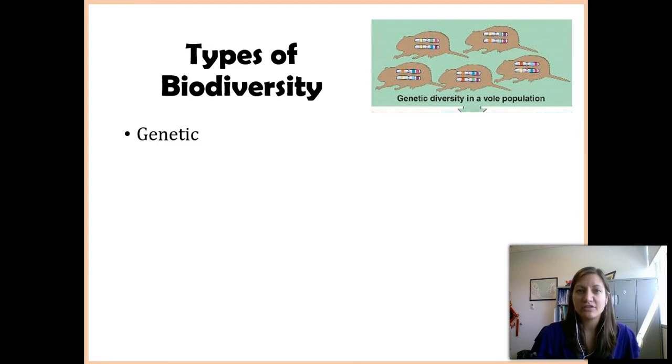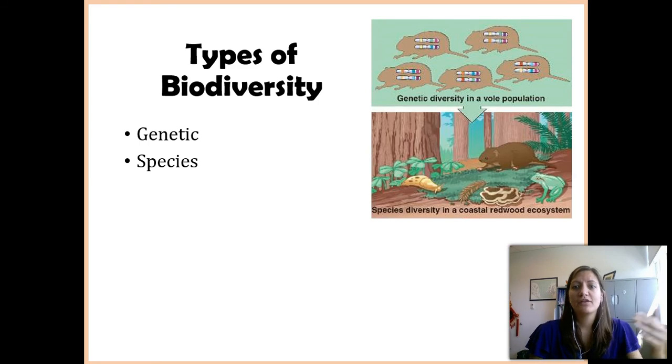Now we can break biodiversity down into three major categories. I'll talk about each of these individually in just a moment. But the first one is genetic biodiversity. So this is talking within a single population and looking at the genetics of that population. For humans, you could say, the diversity of skin color, that's genetic.